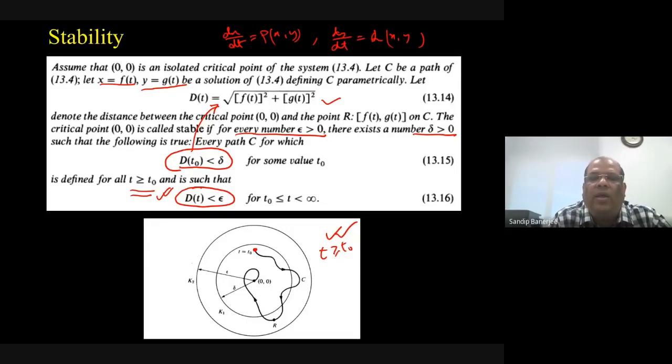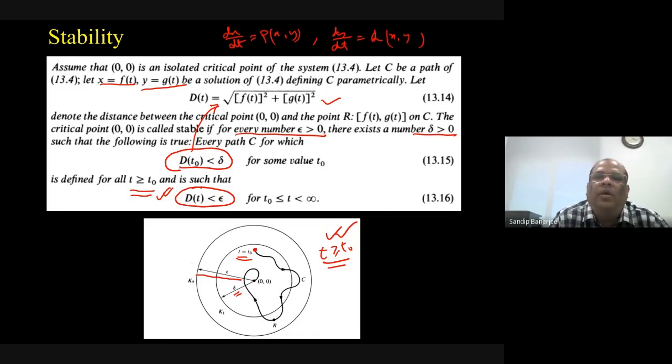Once again, stability at the point (0, 0) will mean that the path which starts at t equal to t0 is lying within the circle of radius delta, inside the circle K1. And if (0, 0) is stable, then this path will lie within the circle K2 of radius epsilon for time t greater or equal to t0. If that happens, we say the critical point (0, 0) is stable.